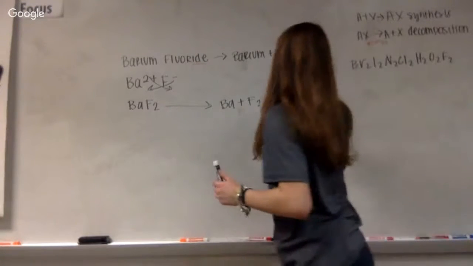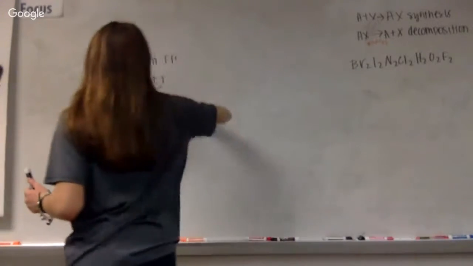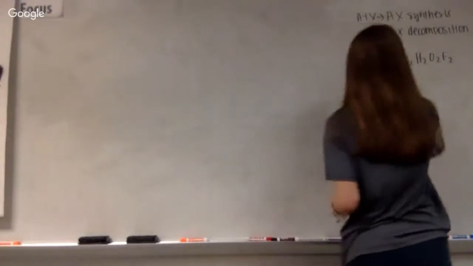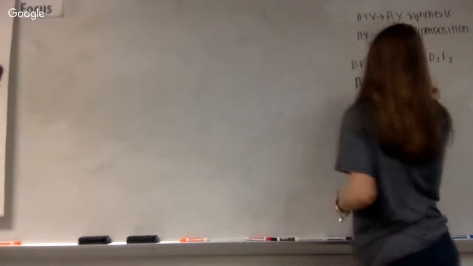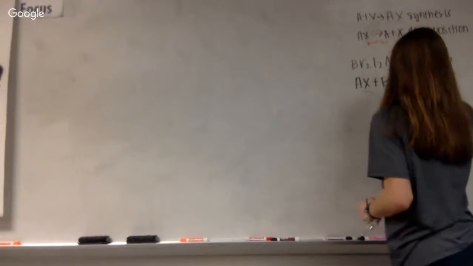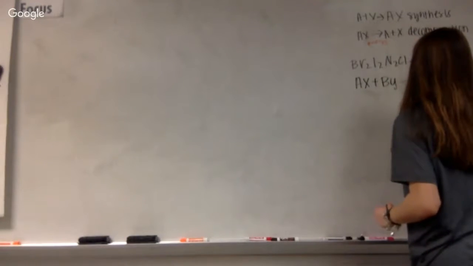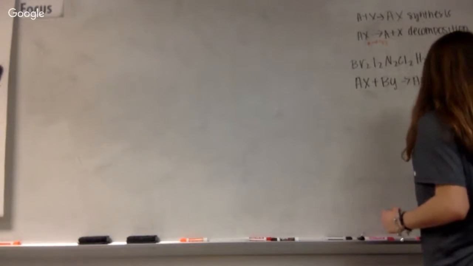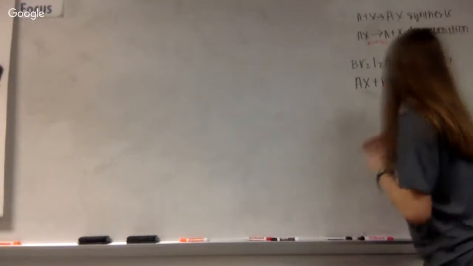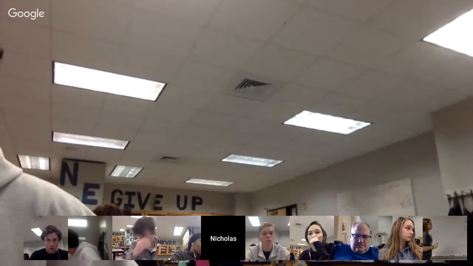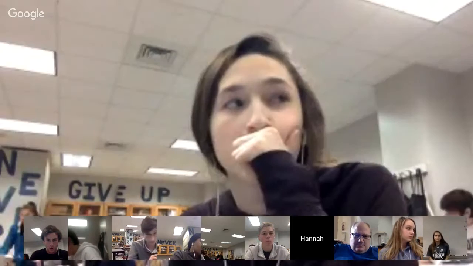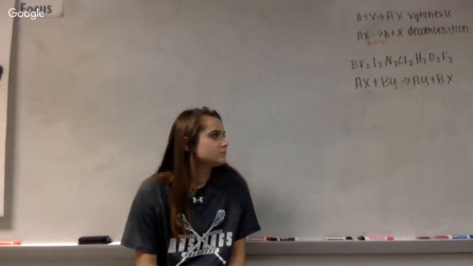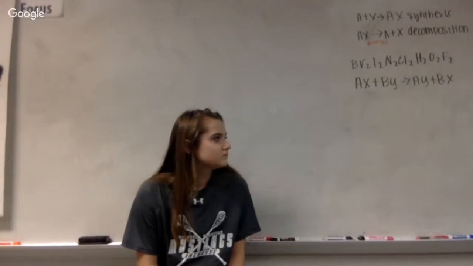And we're going to do something called a double replacement. So on the right-hand side, can you write AX plus BY goes to AY plus BX? Okay. So what you're seeing right there is a double replacement.